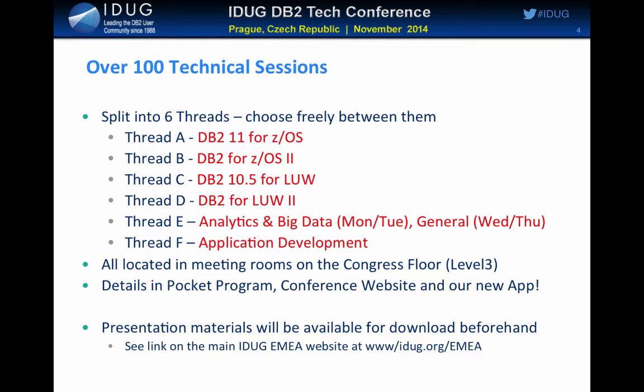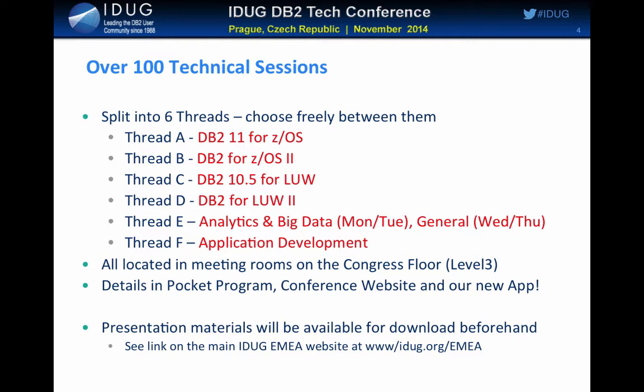All these sessions are going to be located in meeting rooms on the Congress floor on level 3 of the hotel. You can find full details of each of these sessions in the pocket program that will be given to you when you register for the conference at the beginning of the week, but they're also available today on the conference website and also in our new app that I'll talk about later. The website and the app also allow you to create a personalized agenda that you can follow during the week that will make it easier for you to navigate around what you're doing and when.